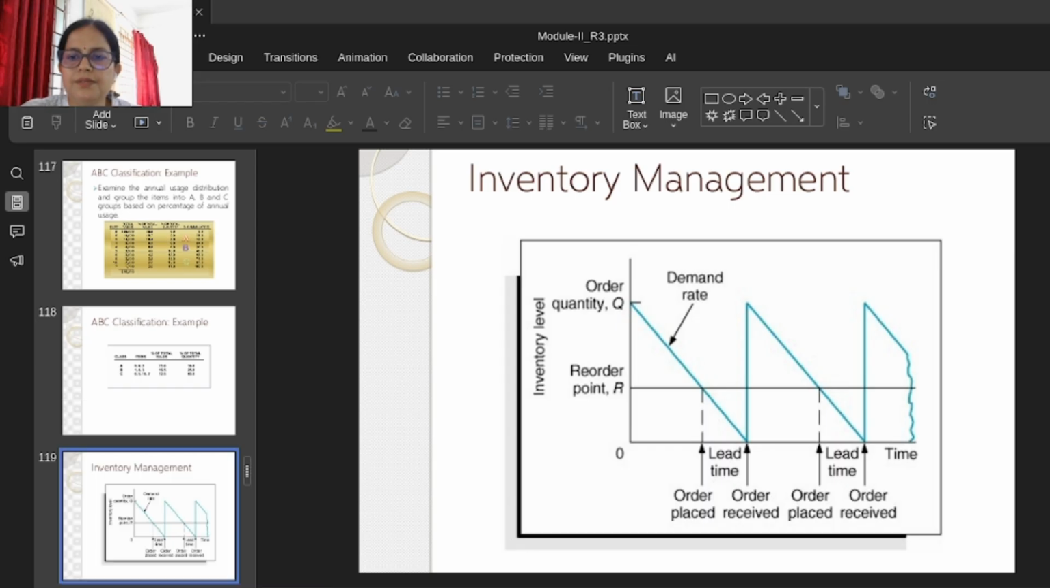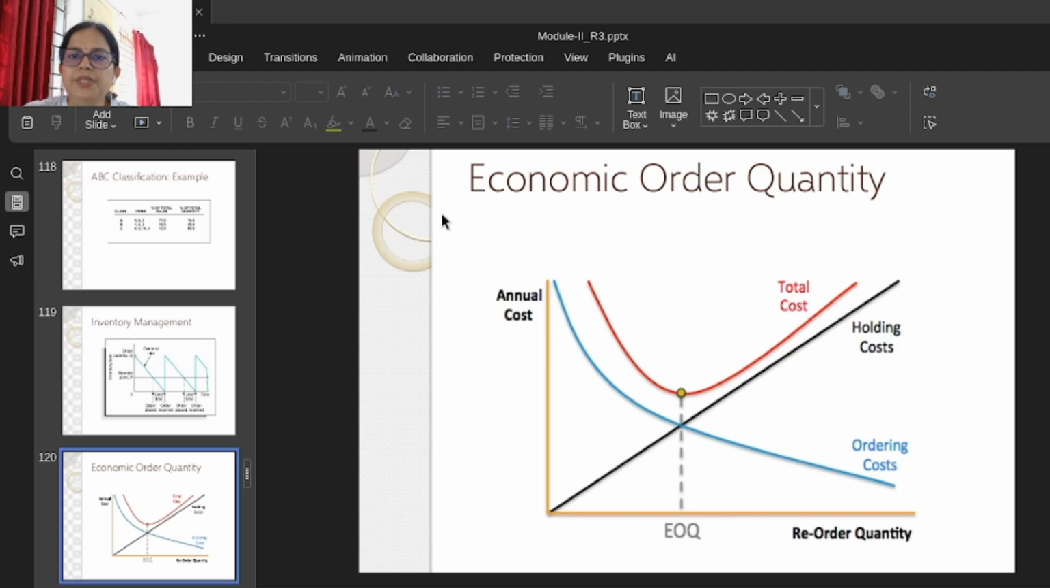We always have the inventory as Q by 2. So we have to also calculate the cost accordingly. So if we see here, what is the economic order quantity, EOQ? It means the optimized quantity that we need to keep in the store and also put in our order. So that is called economic order quantity.